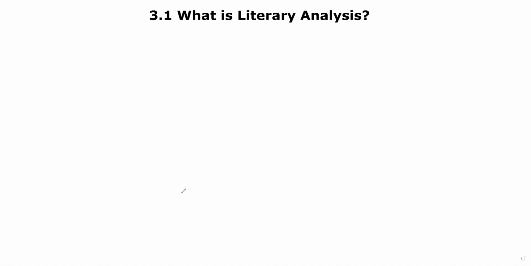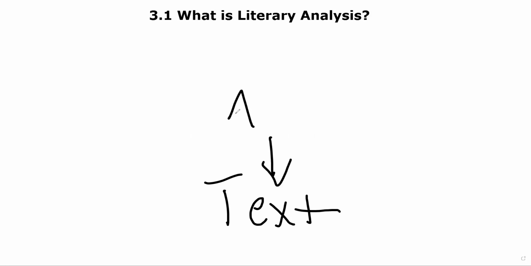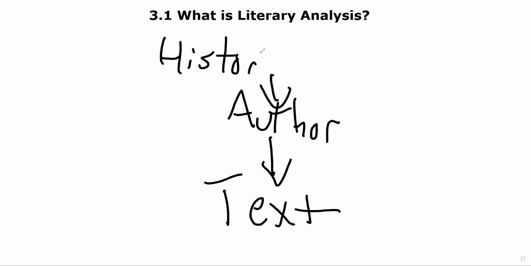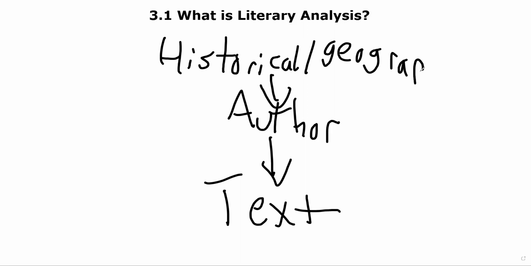We can think of every piece of literature as a text. And we'll start with the bottom here. This text, which we'll discuss in more detail in a future video, is a product of an author. The author, in turn, is a product of his or her historical, geographical, and social context. So what does this mean?